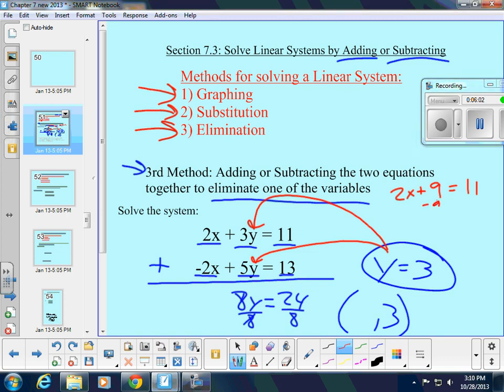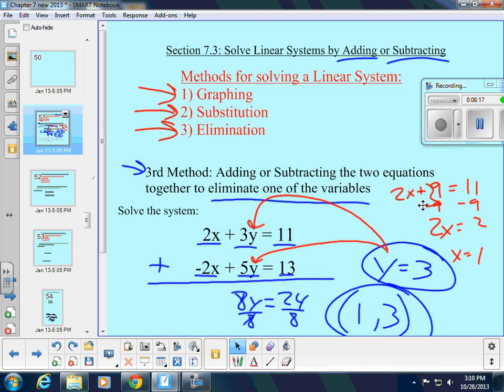So again, it's kind of like a two-step problem now that I've plugged 3 back in. Subtract 9 from both sides, I get 2x equals 2. Divide both sides by 2, I get x equals 1. So my ordered pair is 1, comma 3. If you graphed these two lines, you would find that they have two different slopes and they would intersect at this point, 1, comma 3.